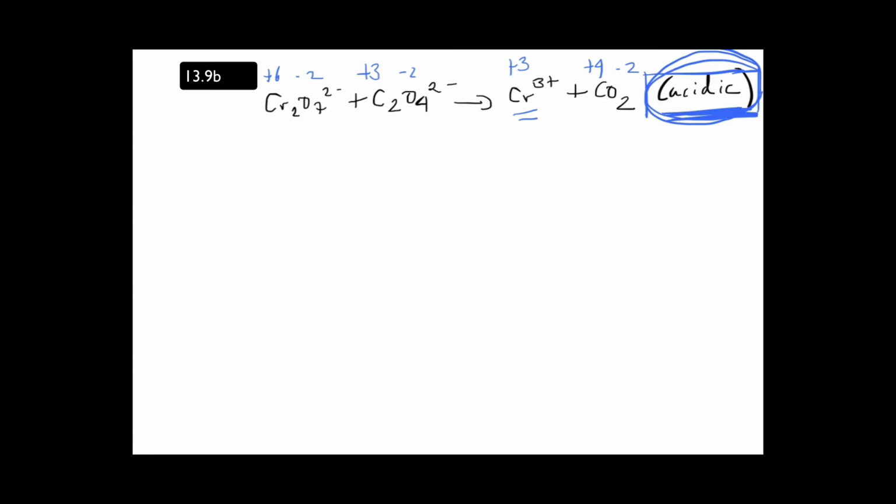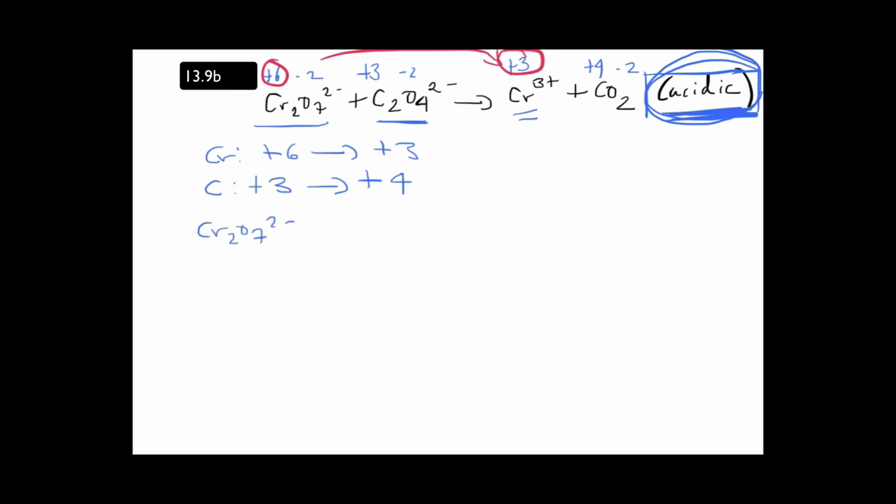Now we have a situation where we can clearly see that the chromium atom goes from +6 to a +3 oxidation state, and you can see that here. Whereas the carbon atom goes from +3 to +4. So in this case we would say that the chromate, the molecule as a whole, is being reduced, and the oxalate, C2O4 2-, is being oxidized. So I would note that the Cr2O7 2-, I'm just going to do this for practice, is being reduced.